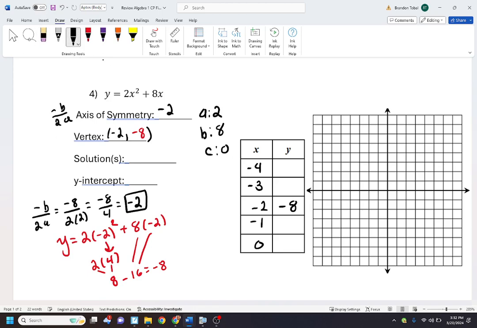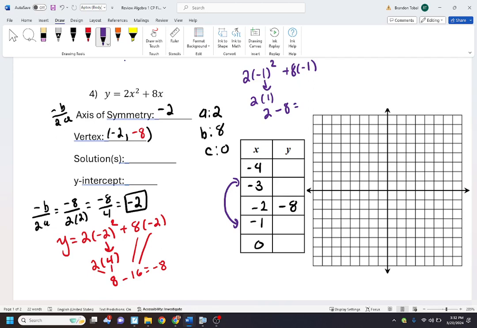So let's plug in -1. 2 times -1 to the power of 2, plus 8 times -1. -1 squared is 1. So 2 times 1 is 2, plus -8. I'm just going to write 2 minus 8. 2 plus -8 is the same as 2 minus 8.